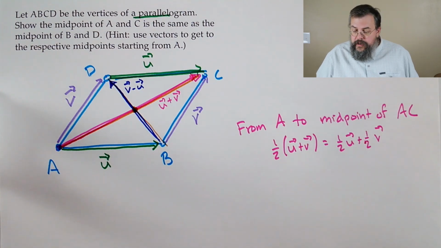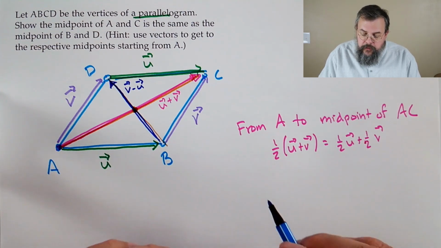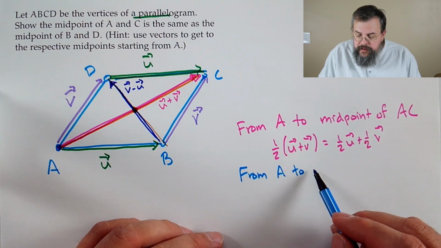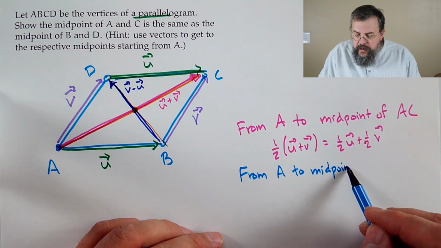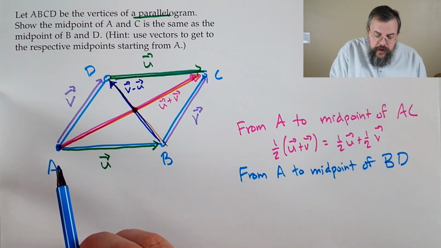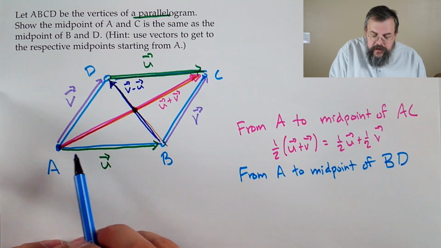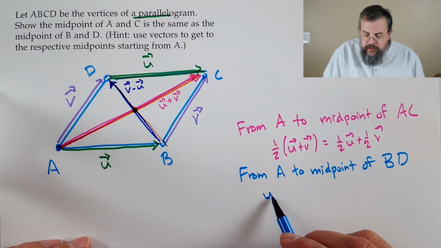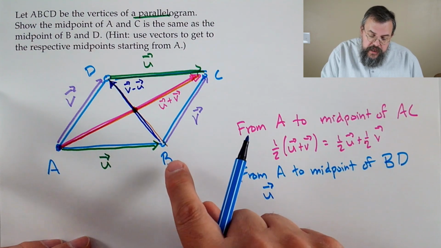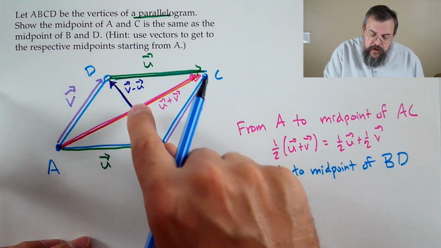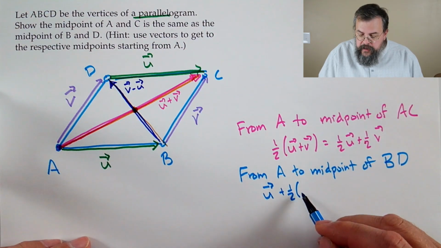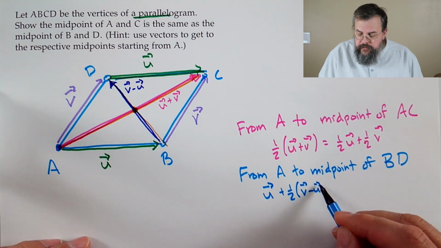Well, now let's repeat it. So from A to the midpoint of BD. Well, let's just follow a route to get there. Let's go from A to B. That would take us U to do that. And then at B, we don't want to go all the way across. We go halfway across. So plus halfway in the direction V minus U.